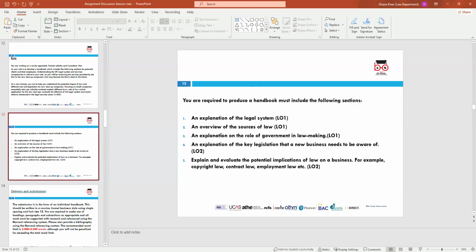Then you would look at the second part of it, which is an overview of the sources of law, which again is in learning outcome 1, which you look at treaties, legislation, case law, things like that.